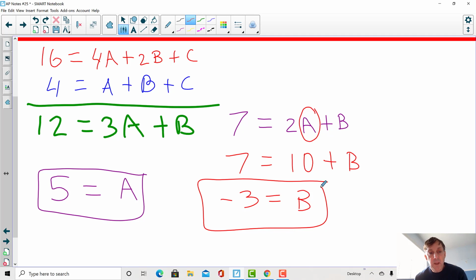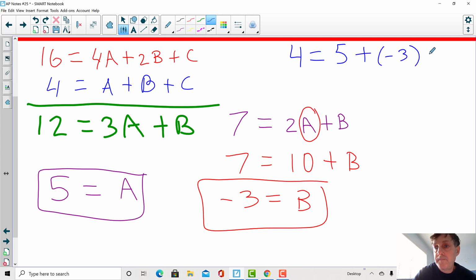We know a, we know b. And to find c, you can plug into any of them that you want. This one looks like the easiest one. So we have 4 equals, the a was 5, the b was -3, and the c is what we're solving for. If we subtract 2 from both sides, we get c equals 2.